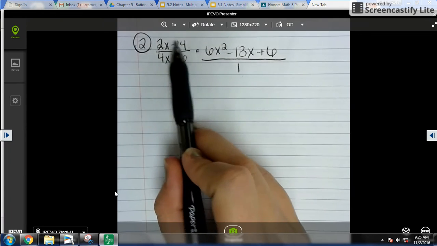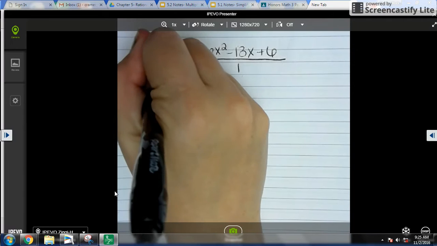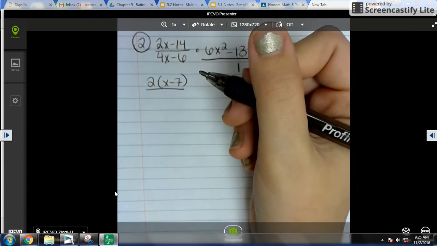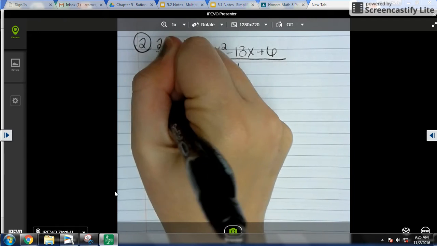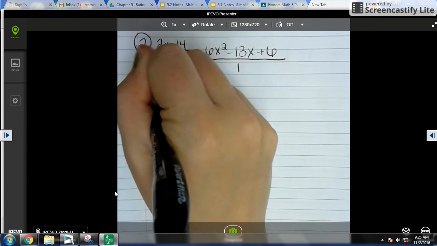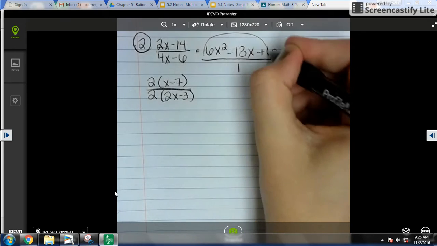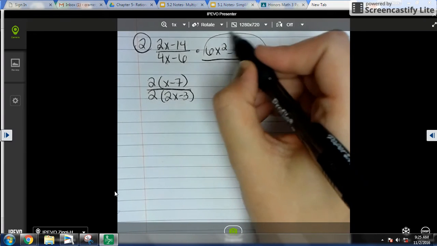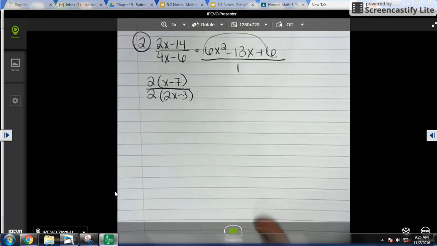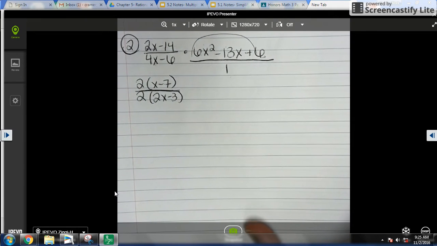So over here we can factor out a GCF of 2. So that's going to be x minus 7. Over here we can also factor out a GCF of 2, which is going to be 2x minus 3. Here, this one's a pretty complicated one. We're going to use a times c to do factor by grouping, or you can do guess and check, but here's a little refresher on factor by grouping.